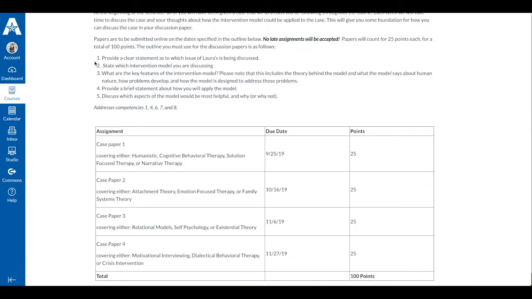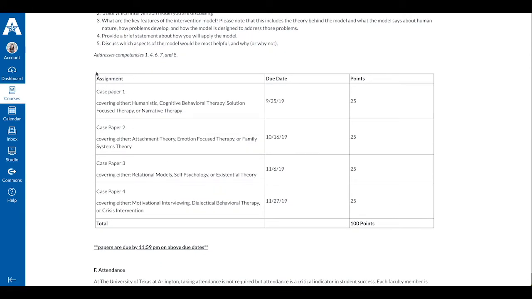So here's an outline of the discussion papers, okay? Provide a clear statement of what issue of Laura's, she's the case that we're going to be following, is being discussed. State which intervention model you're discussing. What are the key features? Note that this includes the theory behind the model and what the model says about human nature, how problems develop, and how the model is designed to address those problems. Provide a brief statement about how you will apply the model, and then discuss which aspects of the model would be most helpful. This will make a whole lot more sense once we start actually covering the models.